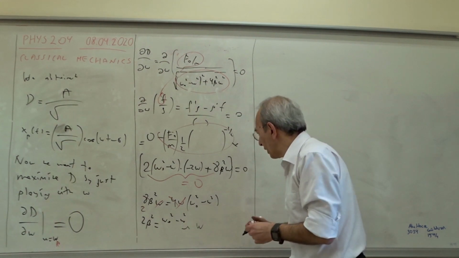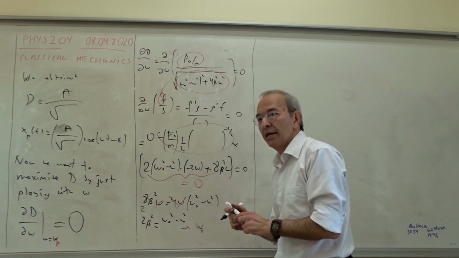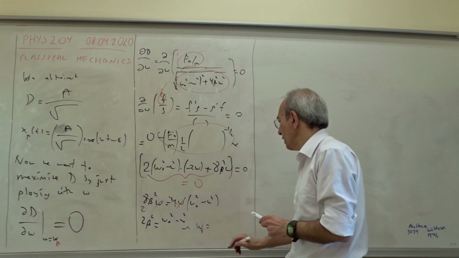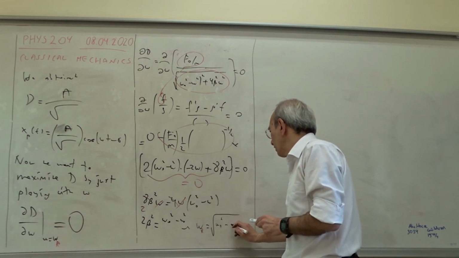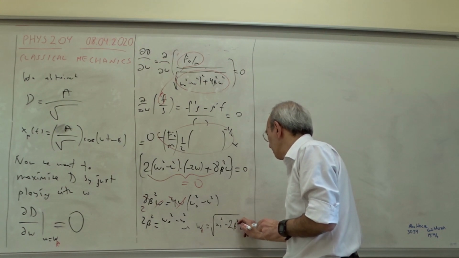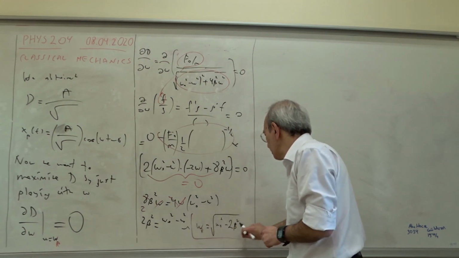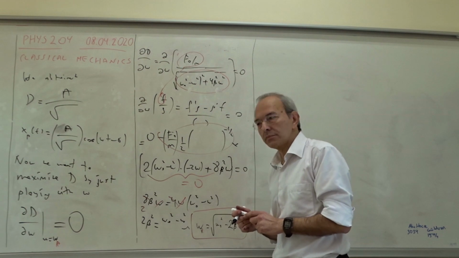Omega, so this omega is now ωr. Let me write it as the resonance frequency. It is the square root of ω0² − 2β². So this is the resonant frequency.